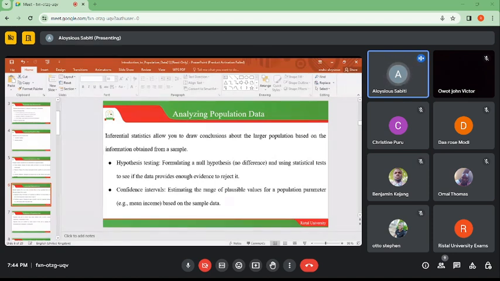However, the two key inferential statistics include hypothesis testing, where we formulate a null hypothesis using the statistical tests and see if the data provides enough evidence to reject it. So for those who have done their research, you're supposed to state a null hypothesis and then prove your hypothesis through hypothesis testing.